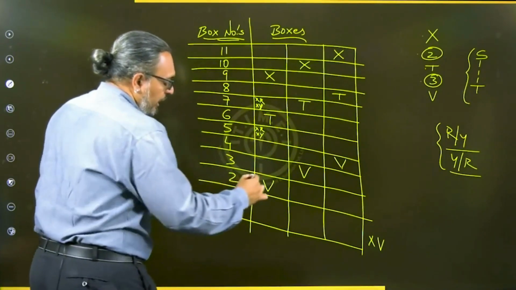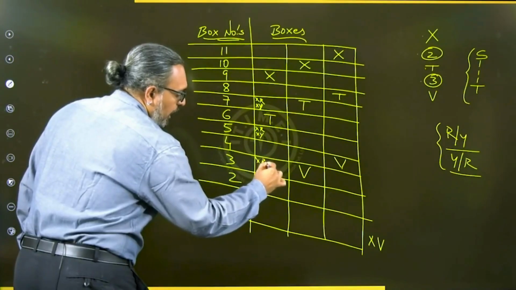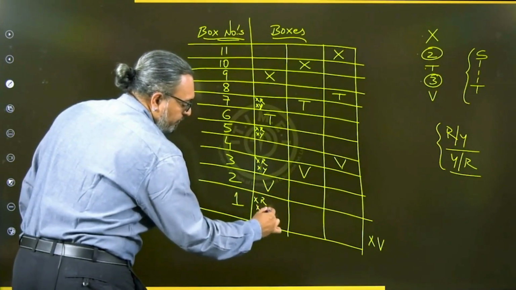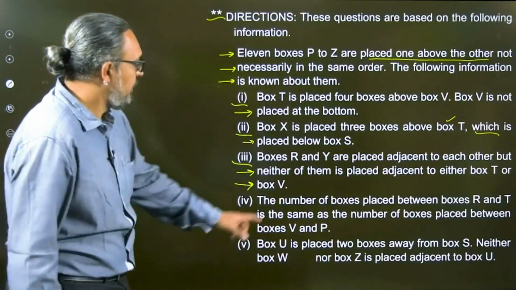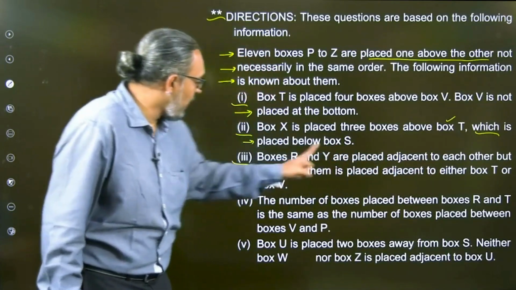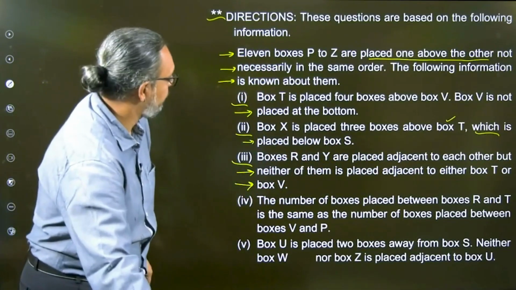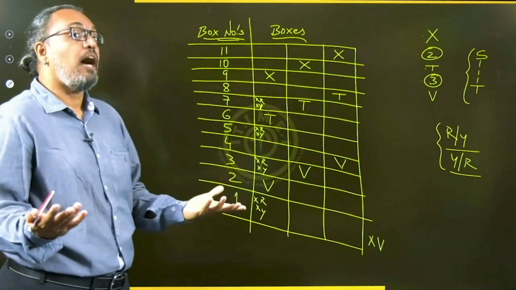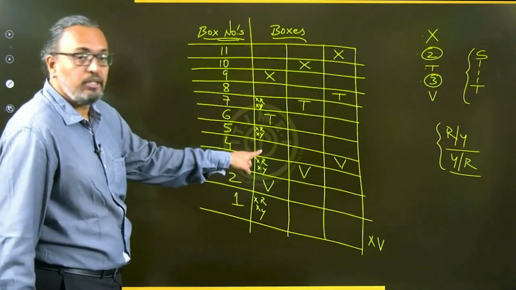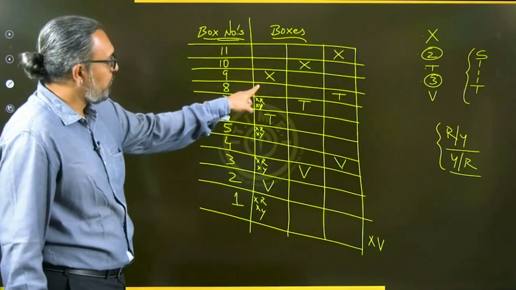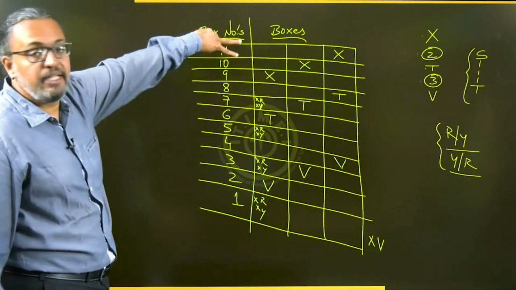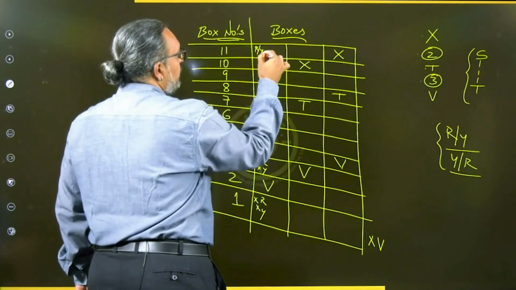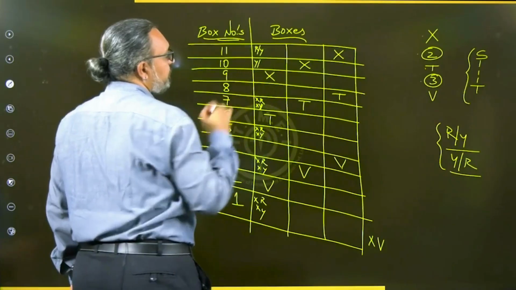Okay. Likewise, I can rule out R and Y adjacent to V also. Correct? That was the condition. Neither of them is placed adjacent to either T or V. Either T or V. Now then, where is the possibility of R and Y? It is not possible in the 4th, not possible in the 8th. The only possibility is 11 and 10. So you can have R or Y, Y or R.